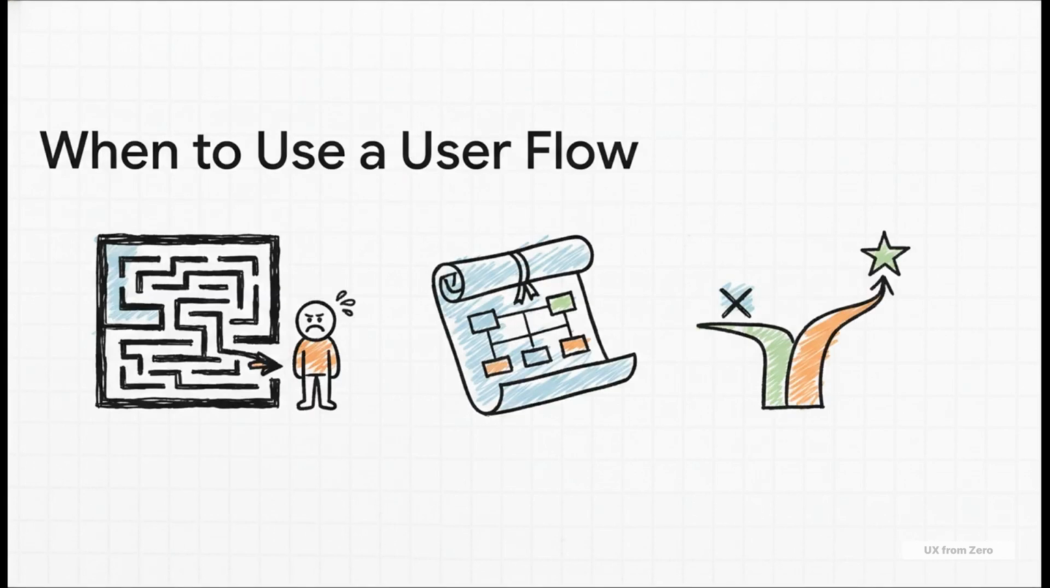And the user flow? You pull that out for the bigger, hairier problems. You use it to hunt down those frustrating dead ends where users might get stuck. It serves as the definitive blueprint for developers, showing them all the logic they need to build. And it's absolutely crucial if you're trying to optimize something important, like getting more people to sign up or complete a purchase.